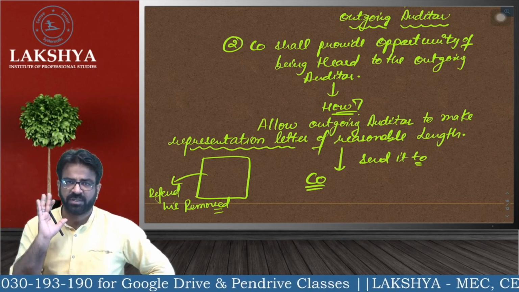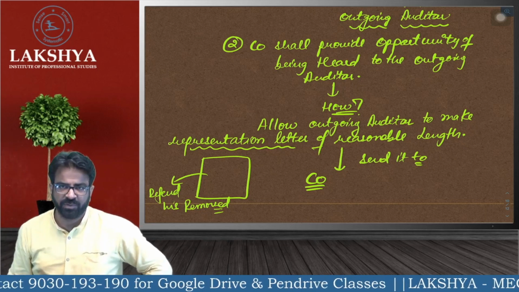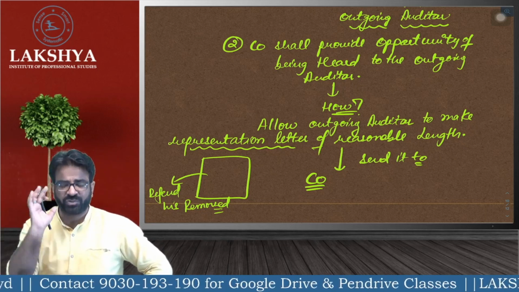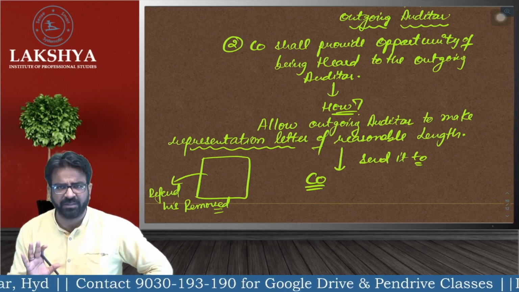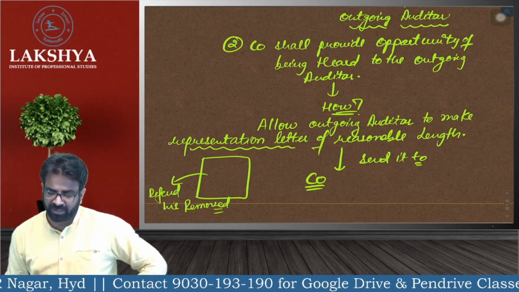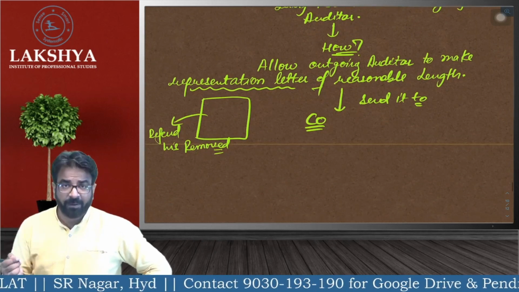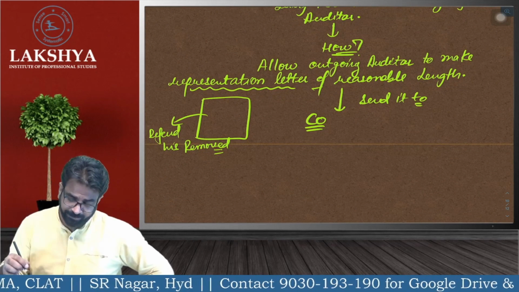Show cause notice. Why we should not take this action against you. Who is going to send this? Outgoing auditor is going to send this to the company, why he should not be removed. That is called a defending letter. Send it to the company. Right or not? Now, where does the problem come? Ab sunna dhyan se.